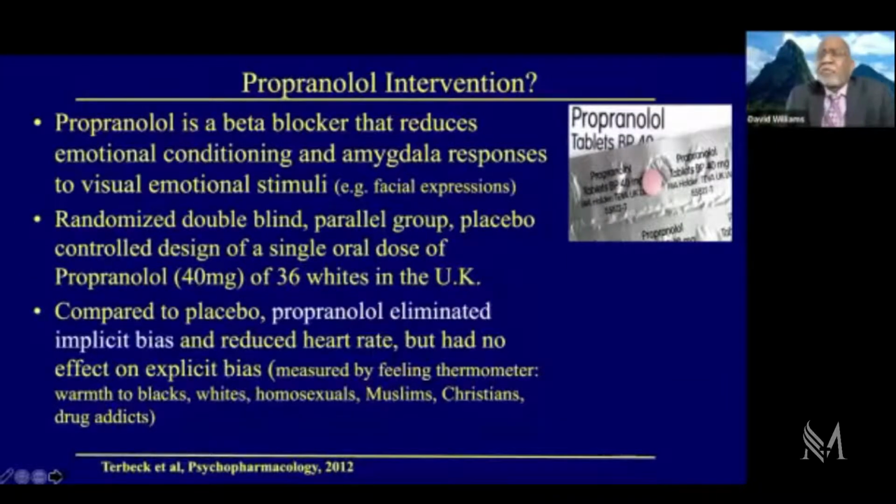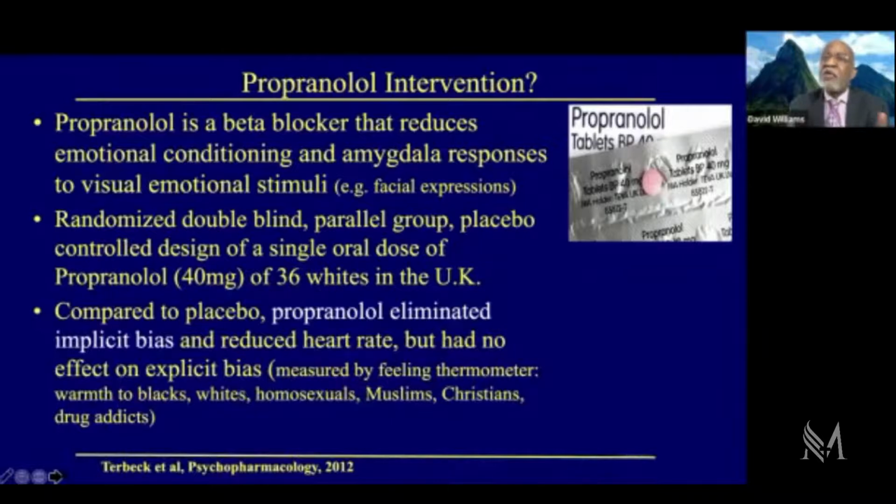Well, one potential option is to use a medication to eliminate implicit bias. That can be done. A randomized, double-blind, parallel group, placebo-controlled design of a single oral dose of a beta blocker eliminated implicit bias in a group of physicians in the United Kingdom for over 2 hours. This is a really important study. It doesn't tell us the way. We cannot medicate the world's population for the rest of their lives. But it does tell us that implicit bias is a real process that's occurring in our brains that can be intervened on successfully with a pharmacologic agent.